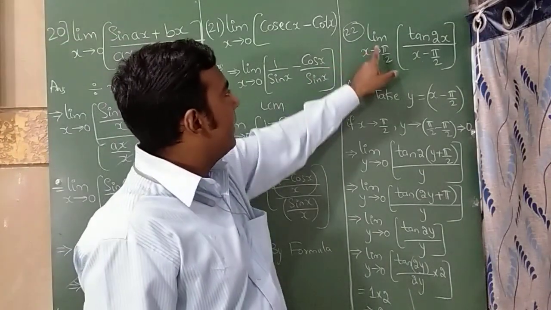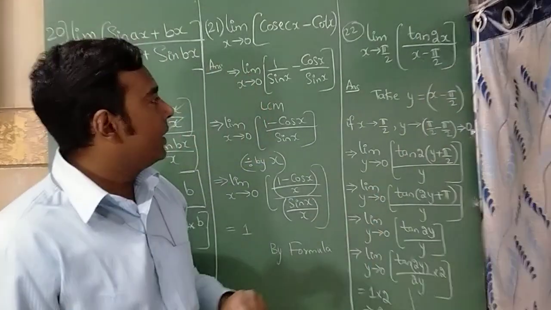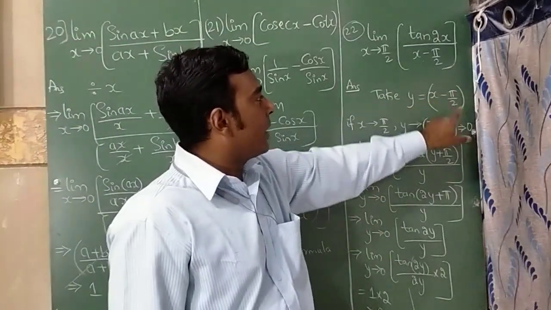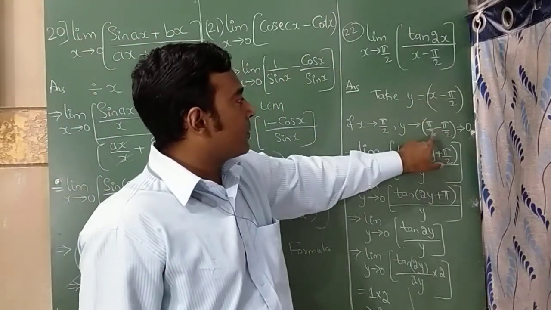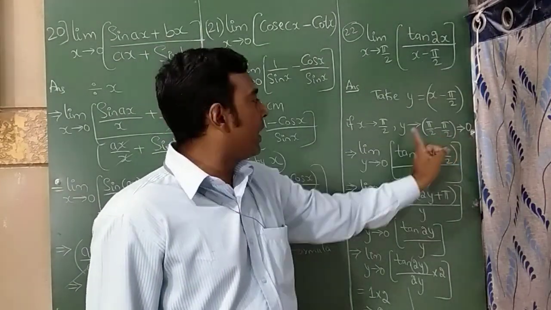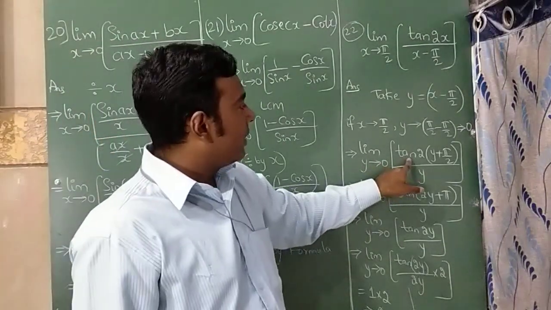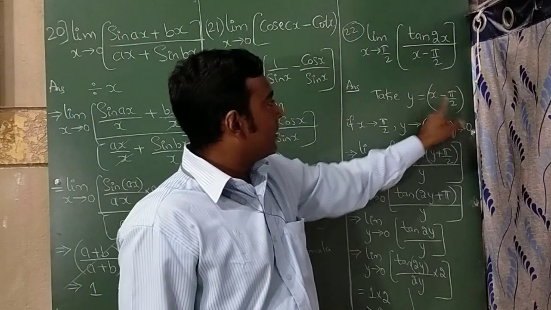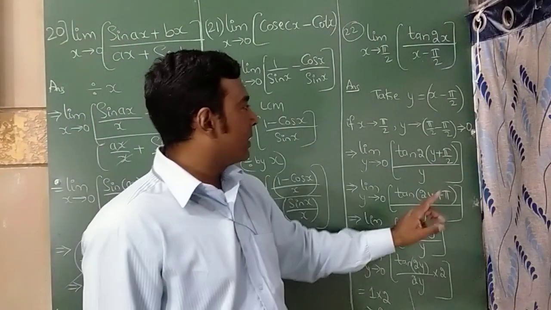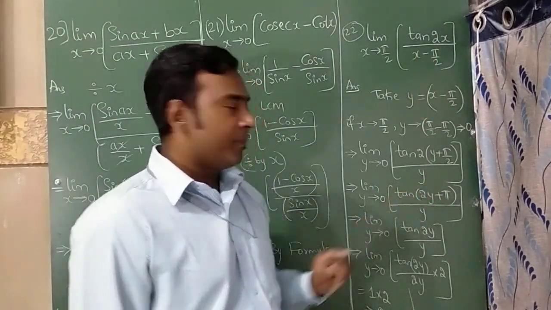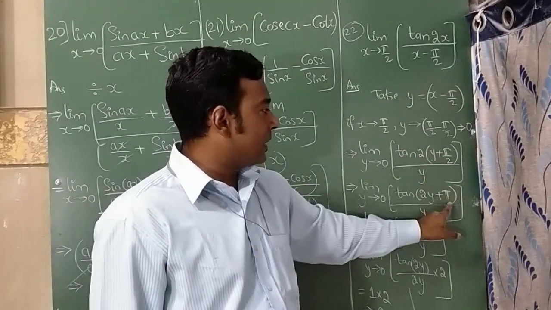So 22nd question, limit x tends to pi by 2, tan 2x divided by x minus pi by 2. Here I have taken y is equal to x minus pi by 2. When x is pi by 2, then if I substitute pi by 2, pi by 2 cancels, so y will become 0. So limit y tends to 0, tan 2, in place of x, I have written y plus pi by 2, because this minus will come on the left hand side, it will become plus. Now the denominator is just y. Now these two multiply for both, 2y plus, this two get cancelled, only pi.